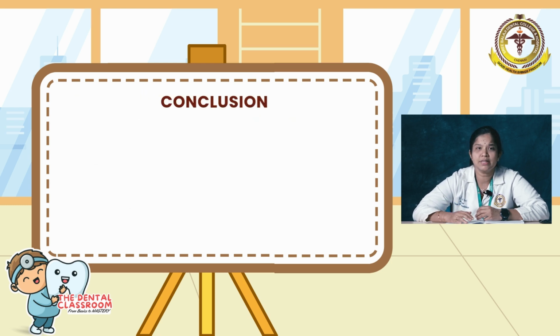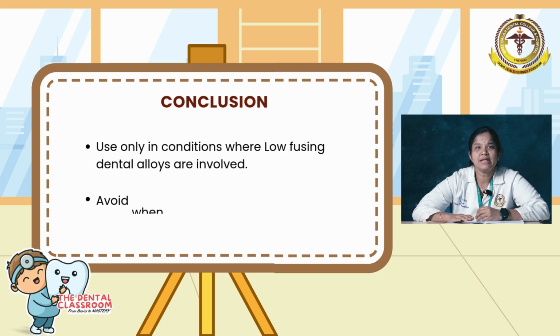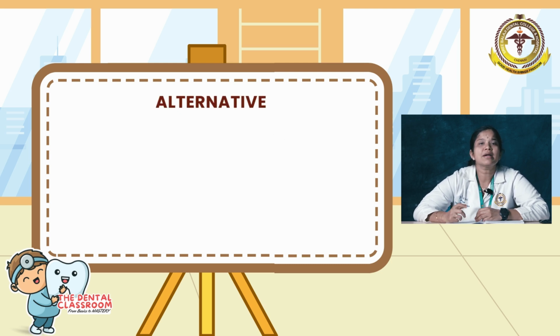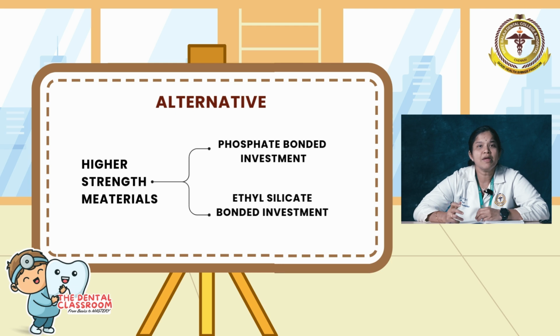So to avoid this, generally you use gypsum bonded investment material only for low fusing gold alloys and you avoid using it for higher noble metal alloys or base metal alloys. So what is an alternative for casting base metal alloy? If I want to do a restoration made of base metal, what is the material of choice instead of gypsum bonded because of this limitation?